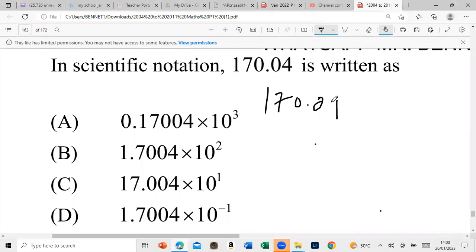Something like that. Alright, so we're gonna take it here. So it's gonna move 1, 2 places, 1.70004 to the second power. It will be positive since we go in that direction. If you multiply this by this, you get 1, 7.